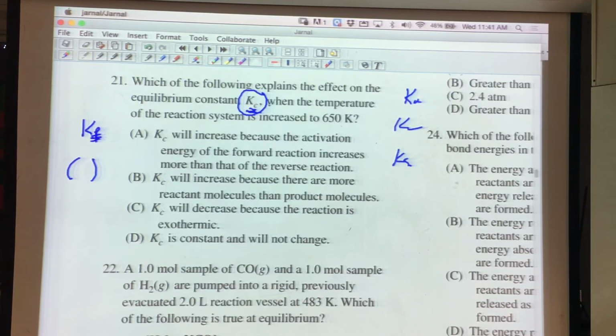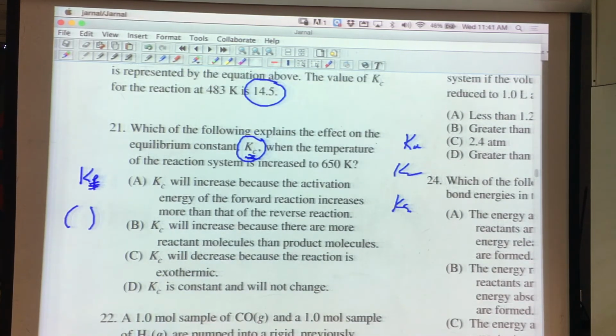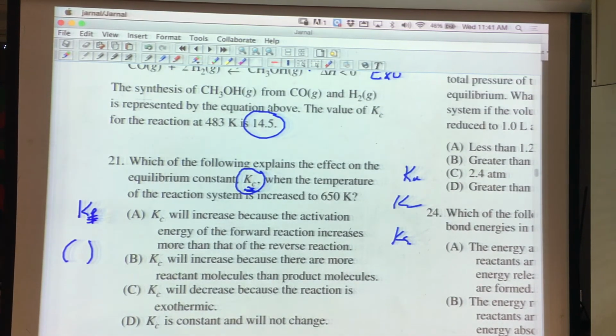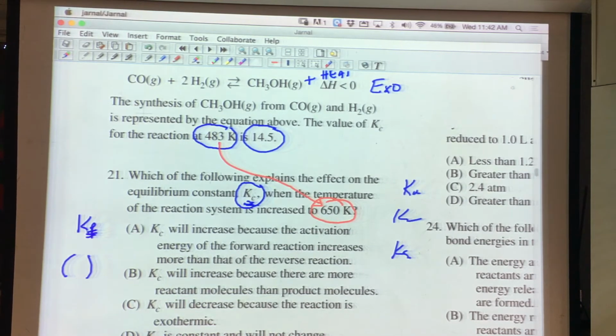All right, 21. Which of the following explains the effect on the equilibrium constant when the temperature is increased to 650? Does this remotely seem familiar to the last question? We're at 483, yes? And now the temperature is increased. We're changing the temperature. What is the K going to do? This is the same principle as the last question.